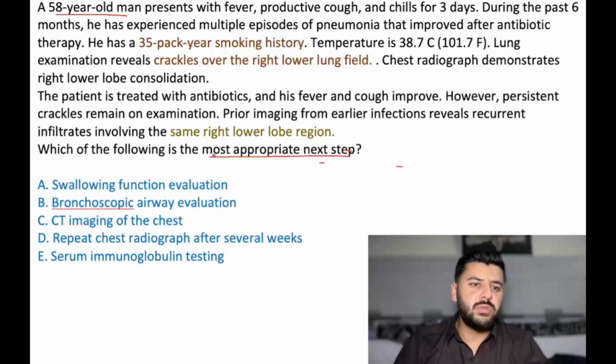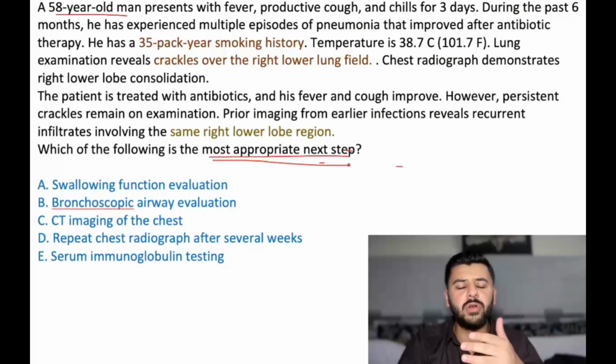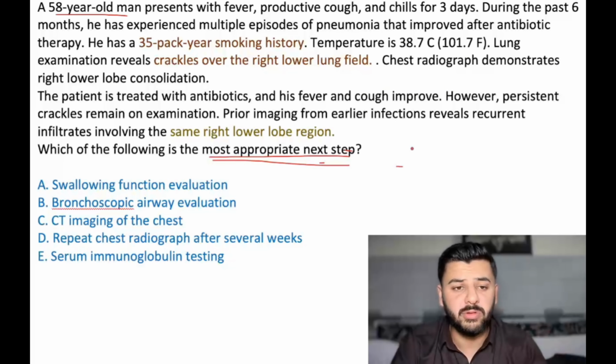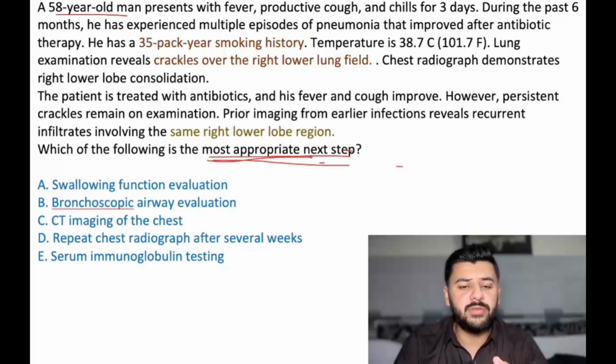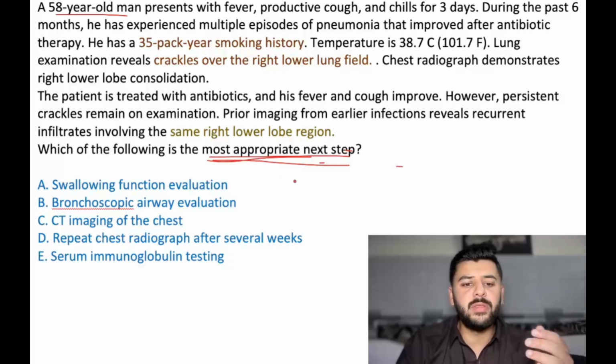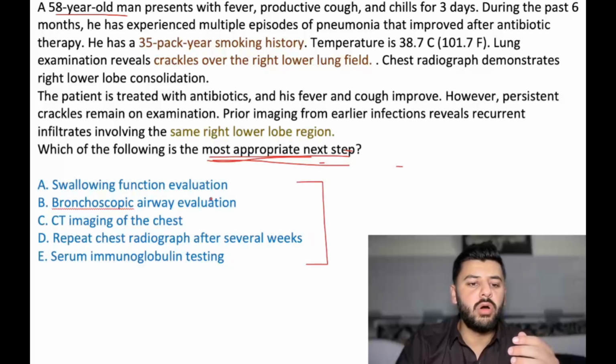Before solving any USMLE question, I'm going to give you a pro tip, and that is always read the last line first if you want to actually save your time, because you have only got 1.5 minutes to solve a question. So just read the last line first. What is the most appropriate next step? And then immediately after, read the options.